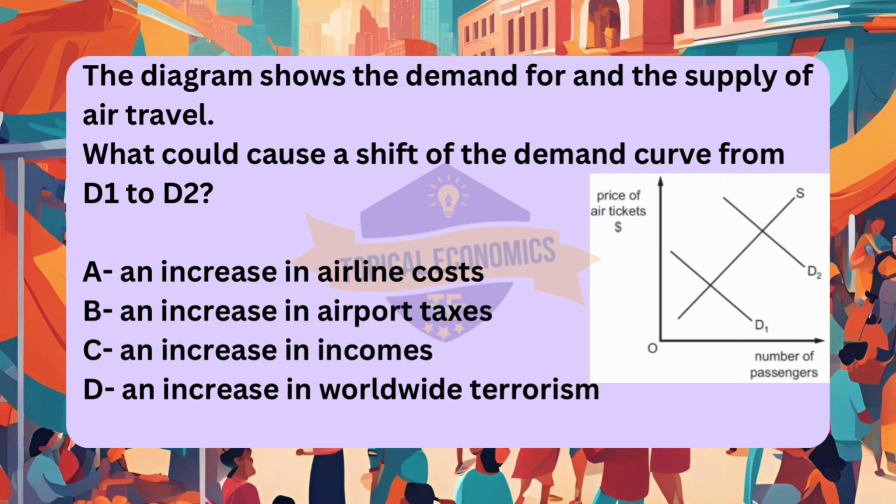An increase in incomes. When incomes increase, people generally have more disposable income to spend on leisure and travel. As a result, the demand for air travel rises because more people can afford to book flights for vacations, business trips, or other purposes. This increase in the number of people able to afford air travel causes the demand curve for air travel to shift to the right, meaning that at every price level, consumers are willing to purchase more flights. Higher incomes make air travel more accessible, leading to an overall increase in demand.